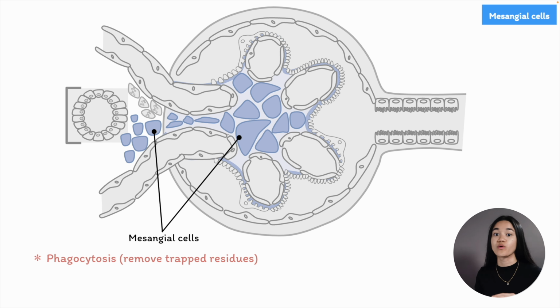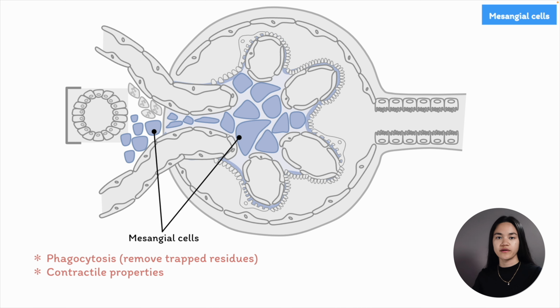Because remember, we don't want any proteins or negatively charged macromolecules within this space. So they phagocytose any trapped residues, okay? Another cool function of these majestic cells, these mesangial cells, is that they have contractile properties. They're modified smooth muscles that are able to contract and relax to regulate capillary flow, which is the amount of blood that's coming through the afferent arteriole. That's the function of the mesangial cells.